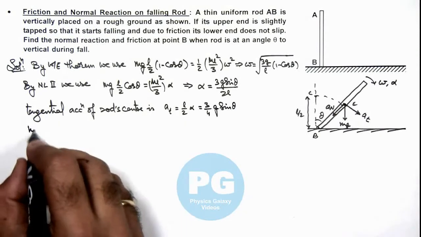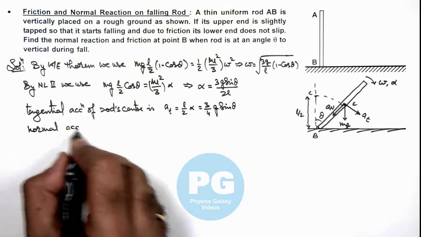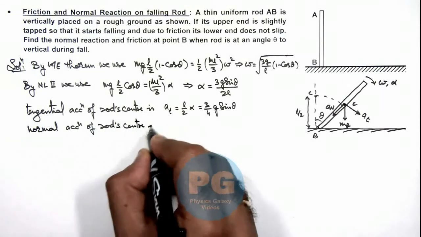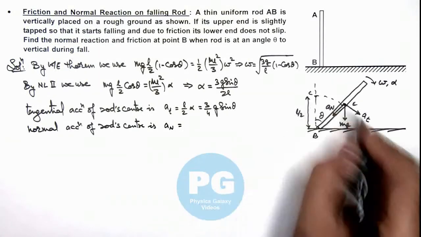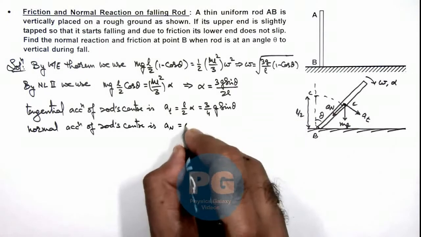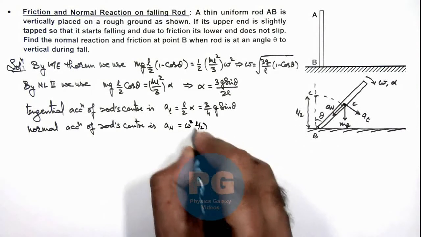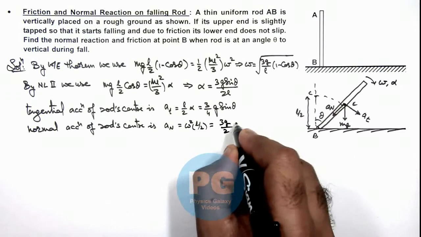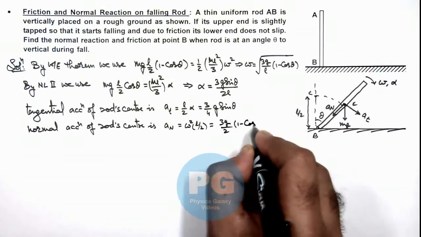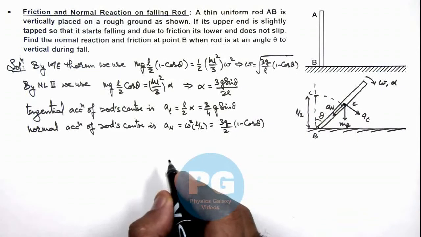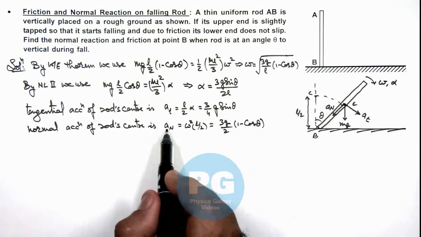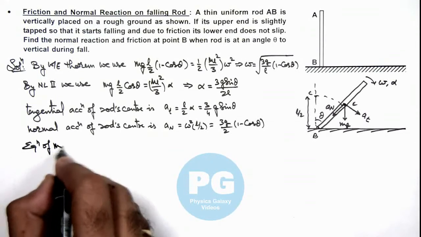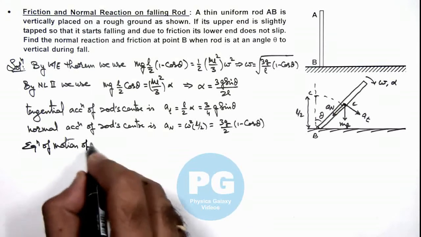And if we calculate the normal acceleration of the rod center, then this can be given as it is in circular motion at this instant, it is given by omega square r, that is omega square L by 2, and numerically this will give us 3g by 2 multiplied by (1 minus cos theta). We have taken the value of omega from this relation, and as we have got the value of a tangential and a normal, then we can write the equations of motion of the rod.